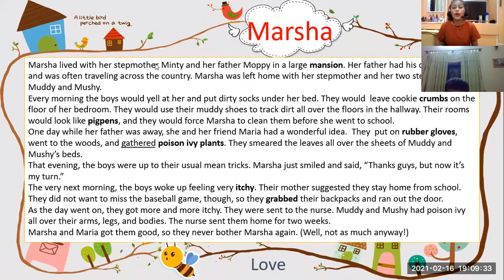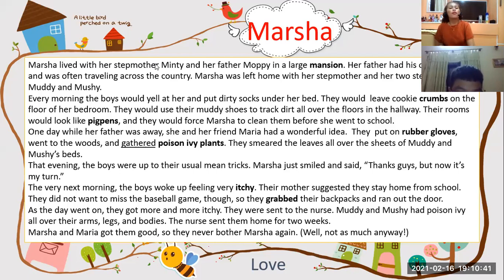Marsha lived with her stepmother, Minty, and her father, Mappy, in a large mansion. Her father had his own business and was often traveling across the country. Marsha was left home with her stepmother and her two stepbrothers, Muddy and Mushy. Listen, Tom. Every morning, the boys would yell, "Marsha!" at her and put dirty socks under her bed. He would leave cookie crumbs, okay, the crumbs of the cookie, on the floor of her bedroom. Very bad. He would use their muddy shoes to track dirt all over the floors in the hallway. They are very bad. The rooms would look like pig pens, and they would force Marsha to clean them before she went to school.